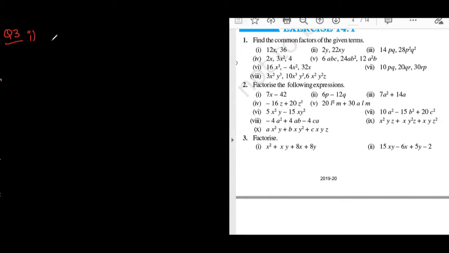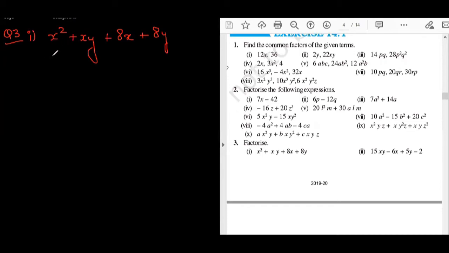So let me just do first part for you. XY plus 8X plus 8Y. Just look at it carefully. From first two terms, what is common? Aaron, can you tell me? From first two terms, X is common. So can I write X bracket? What will be remaining in the first term? It will be X plus Y. Very good. X will be remaining from here and Y will be remaining from here.